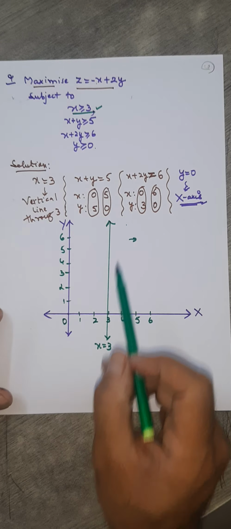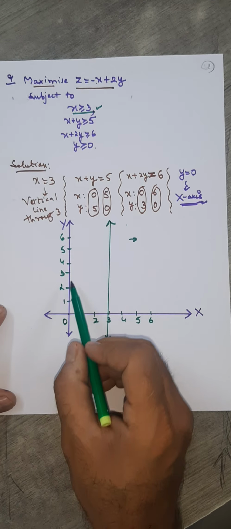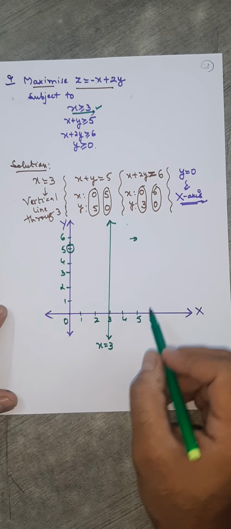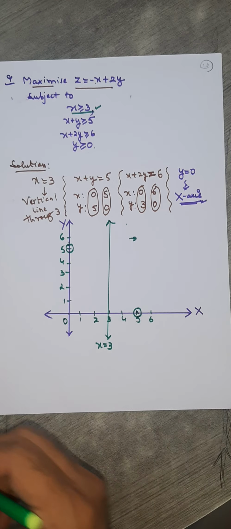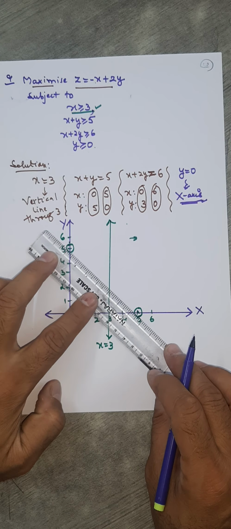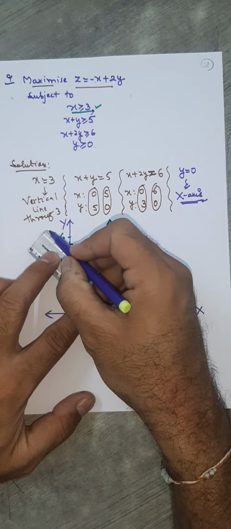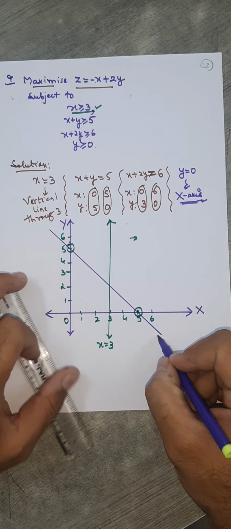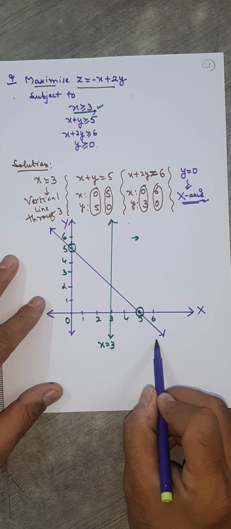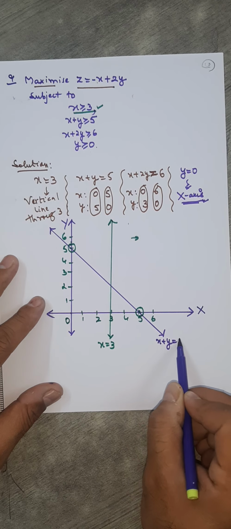Okay. So then (0, 5) here, then (5, 0), which is here. So the second line will be this. This is the second line, through (5, 0) and (0, 5). So here we have x plus y equals 5.